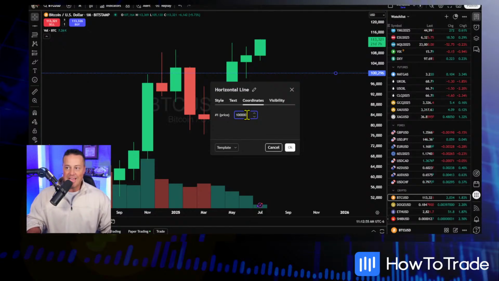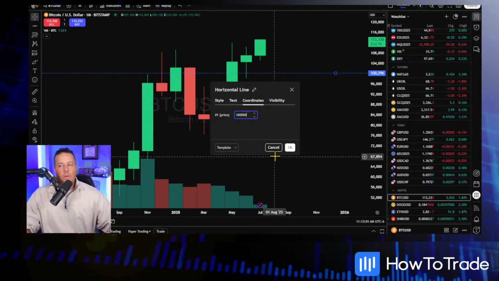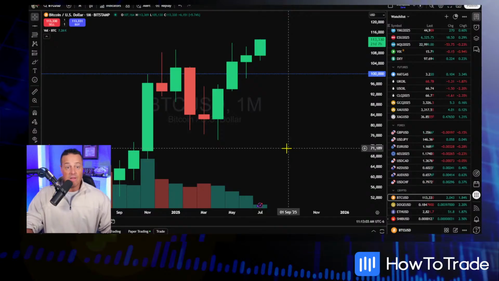These are also known as natural areas of support and resistance. They're also known as psychological levels, okay? So a psychological level or an area of natural support and resistance typically occurs at a big round number. What's a big round number? Big even numbers, like 10,000 or 100,000. It's very simple. Bitcoin, 100,000.